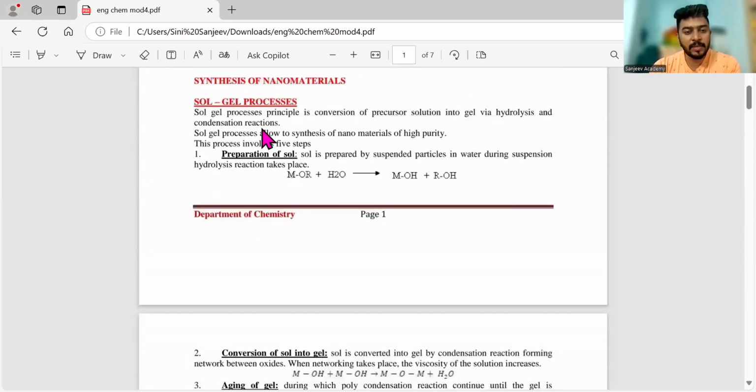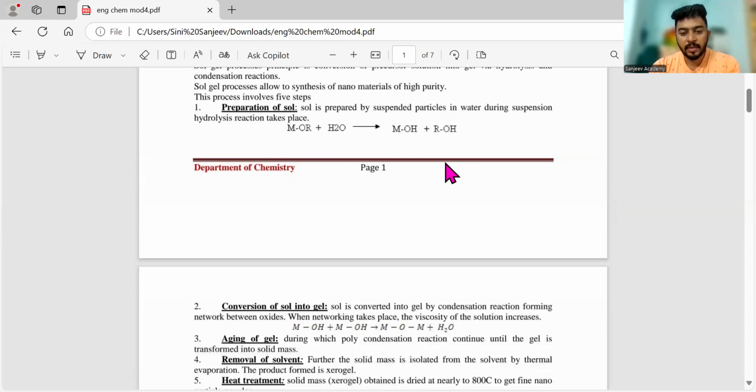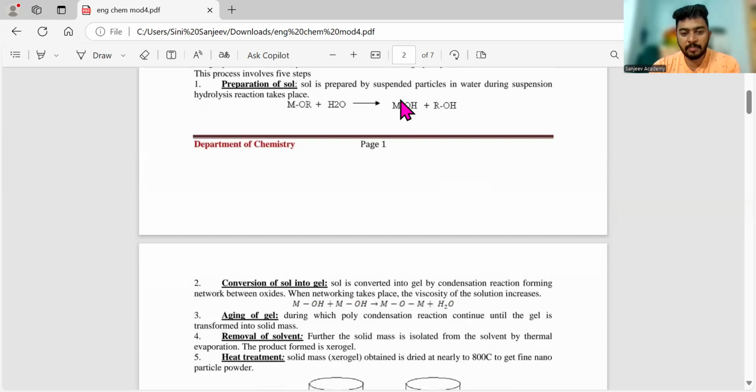Then synthesis of nanomaterials, the sol gel process. Metal, oxygen, and this R is nothing but the alkyl group. Alkyl is nothing but CH3. If it reacts with water, what happens? One of the alkyl groups is replaced by hydrogen. It will become ROH here. Then this MOH, the metal hydroxide, whatever it is, is converted into gel. These two will react to form what? MOM, the metal.